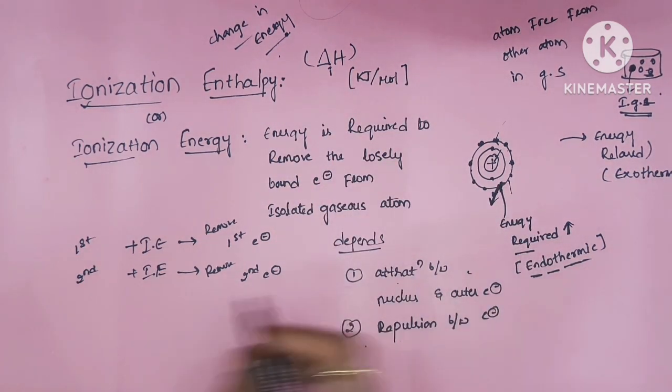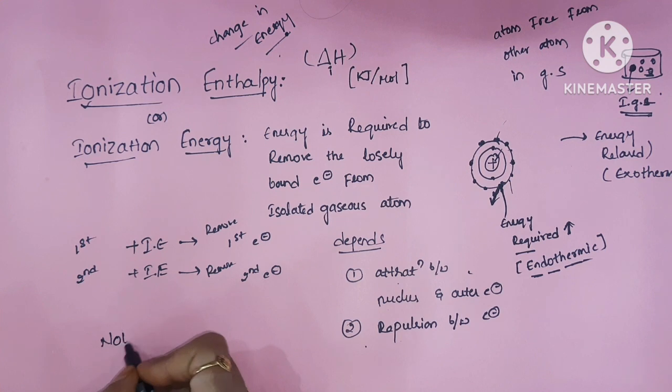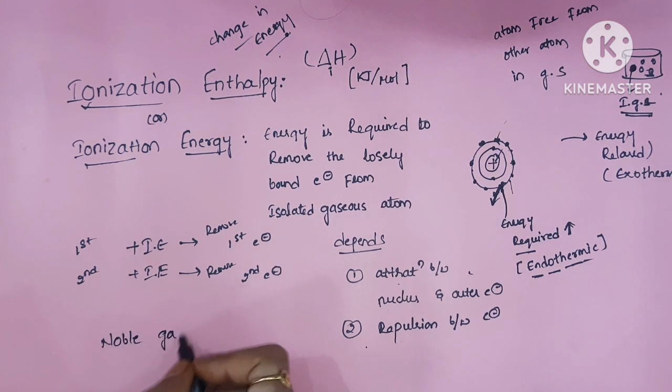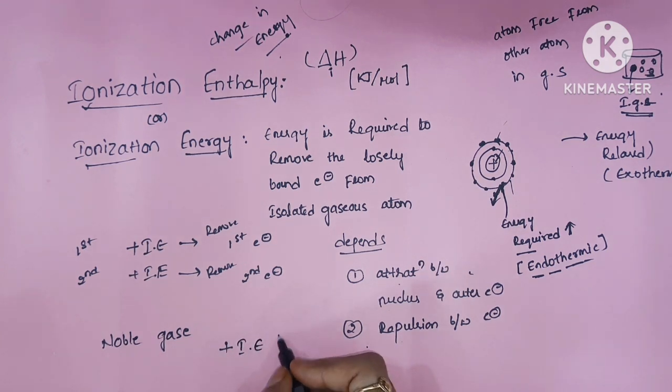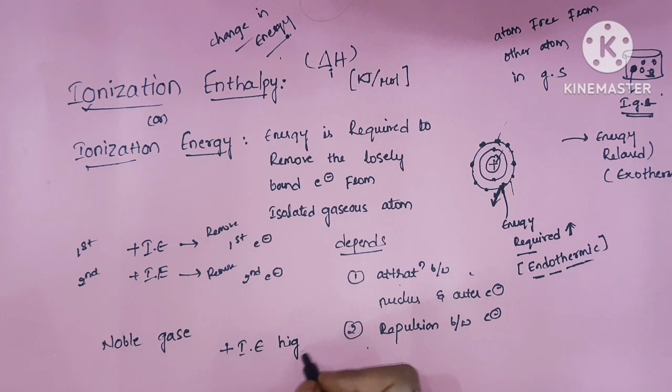The noble gases have the very highest ionization enthalpy among all the elements in the periodic table.